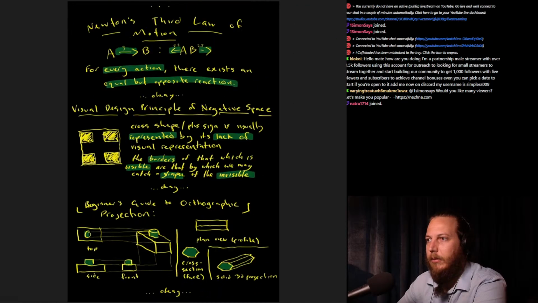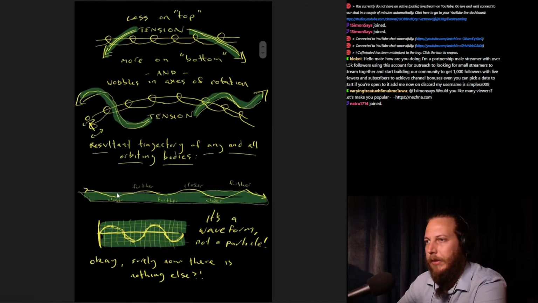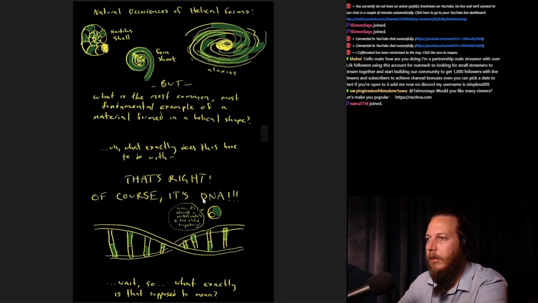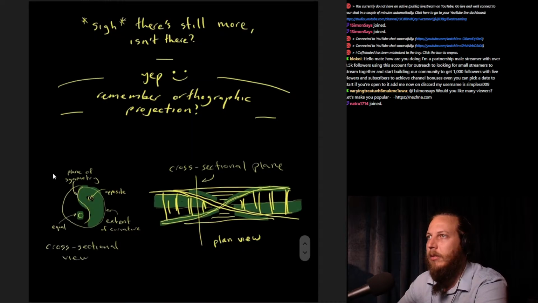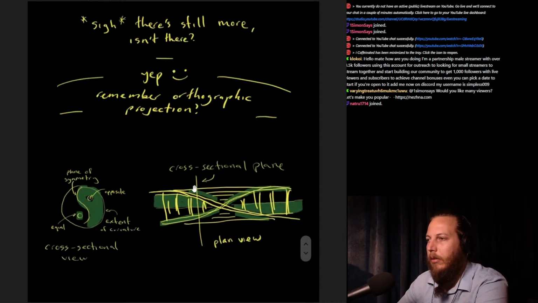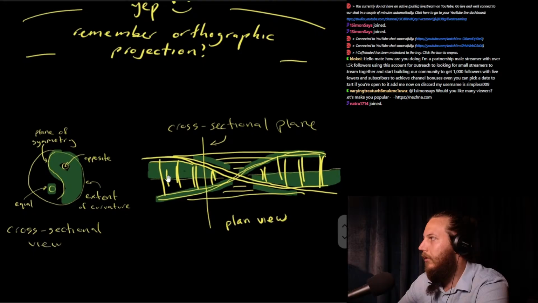So if we go back, see, this is the orbital trajectory, and it's going up and down and closer and further and around and around and around. And it's kind of like a strand of a double helix. So now, if we remember orthographic projection, we can take a cross-sectional plane of this double helix.